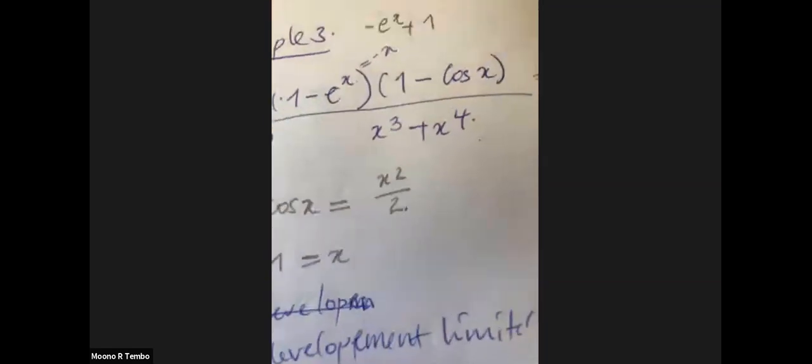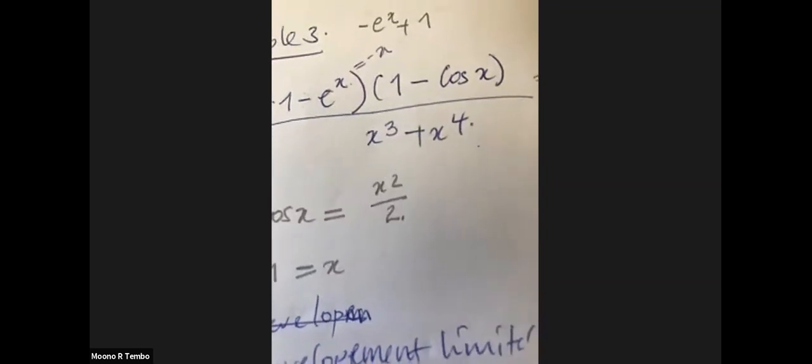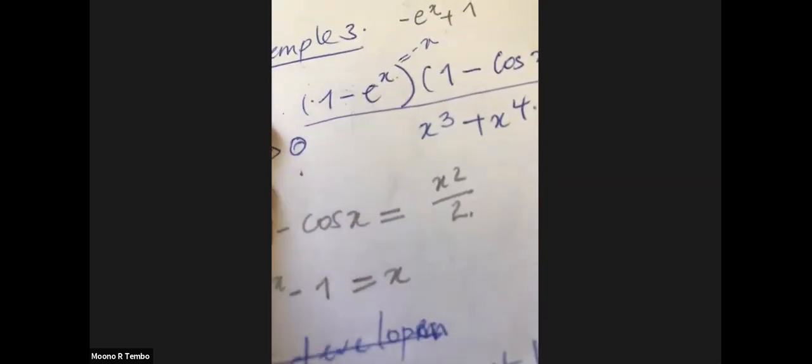There are different ways you can solve it. What we chose to use is a method called development limit, where the expressions have already been given what they're equal to. In this case, 1 minus cos x is equal to x squared over 2. The other thing we know is that exponential x minus 1 is equal to x.